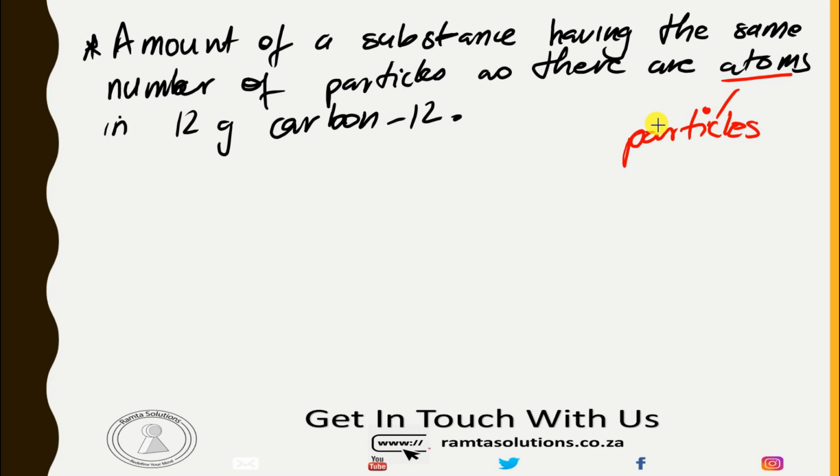So it is the amount of substance having the same number of particles as there are in 12 gram carbon 12. Maybe I can just remove this and say amount of substance having the same number of particles as there are in 12 gram carbon 12. How is that? That makes sense, right?